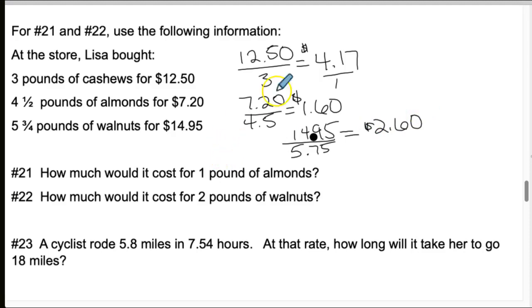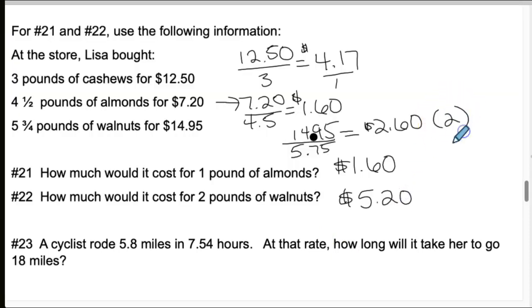So as of right now, cashews would cost the most, then walnuts, and then almonds for 1 pound. 1 pound of almonds, that is $1.60. 2 pounds of walnuts, well, 1 pound costs $2.60, so 2 pounds would cost $5.20 because it would be $2.60 times 2. And that would be here.